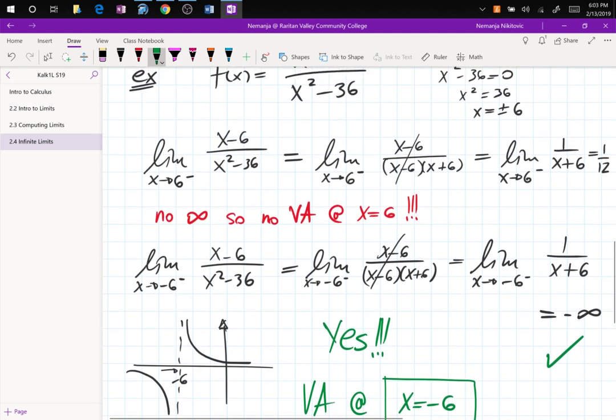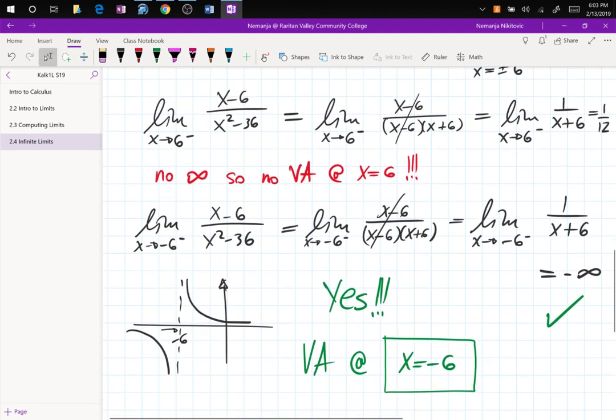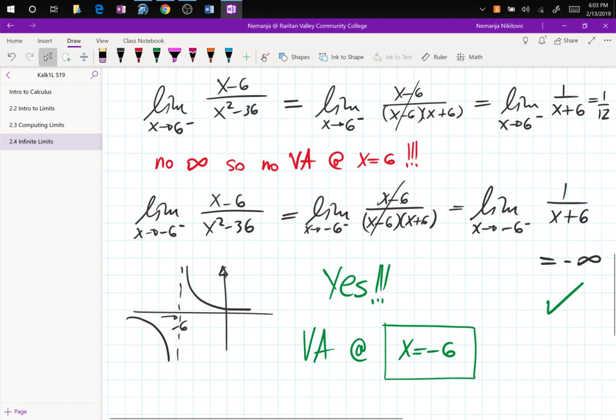So this problem turned out to have 1 asymptote. The pre-calculus was promising 2, right? The positive 6 and negative 6. But the calculus says no, only 1.